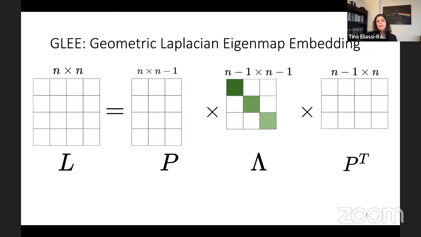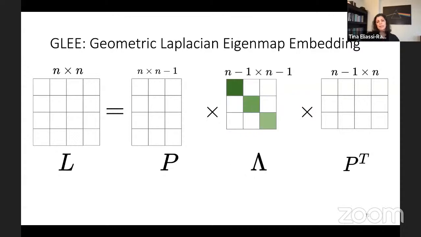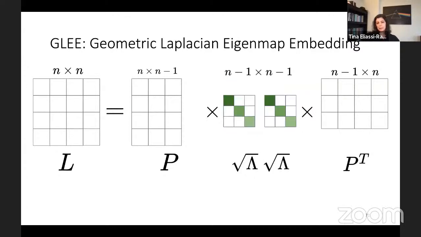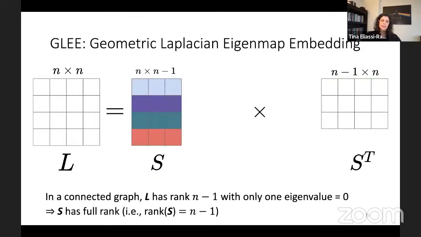And so then really the question becomes, okay, I can take my lambda matrix and I can separate it into its square roots. Then I can absorb the square roots into the two matrices P and P transpose. So then I get my S and S transpose. And then if I look at this S matrix, it is giving me a vectorization of my nodes, because every row here in this S matrix is a node.